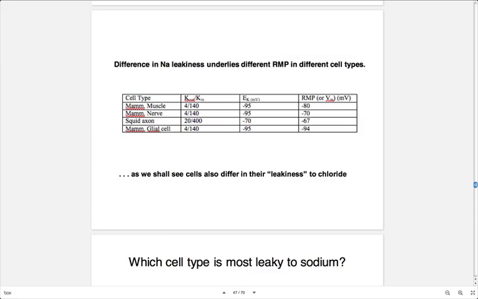The next slide has a question: which of these is the least or most likely leaky to sodium? Which is the least leaky to sodium? And how do you know? The glial cells. Why? How do you know that? Yeah, because the resting membrane potential is essentially set by the equilibrium potential for sodium. What cell type is most leaky to sodium?